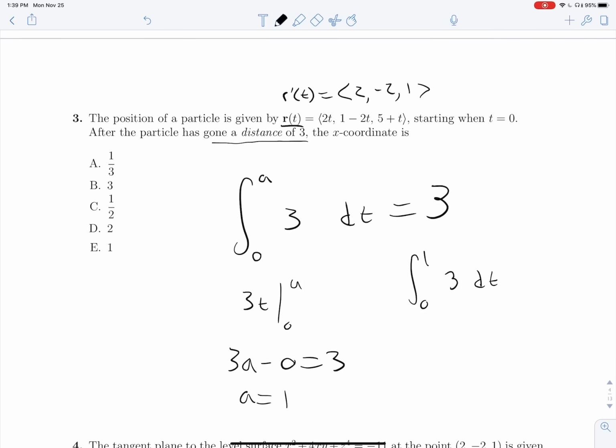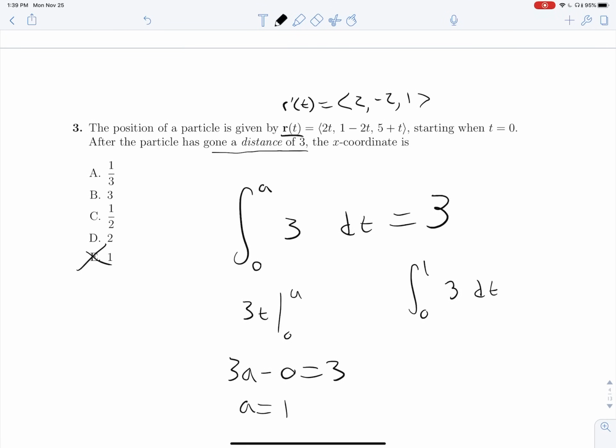But careful, because that is not our answer. That is just the t value for which we have traveled a distance of 3. We have to find our x-coordinate, and we know that the x-coordinate is defined by 2t, and t is equal to 1 in this case, so our answer is 2.